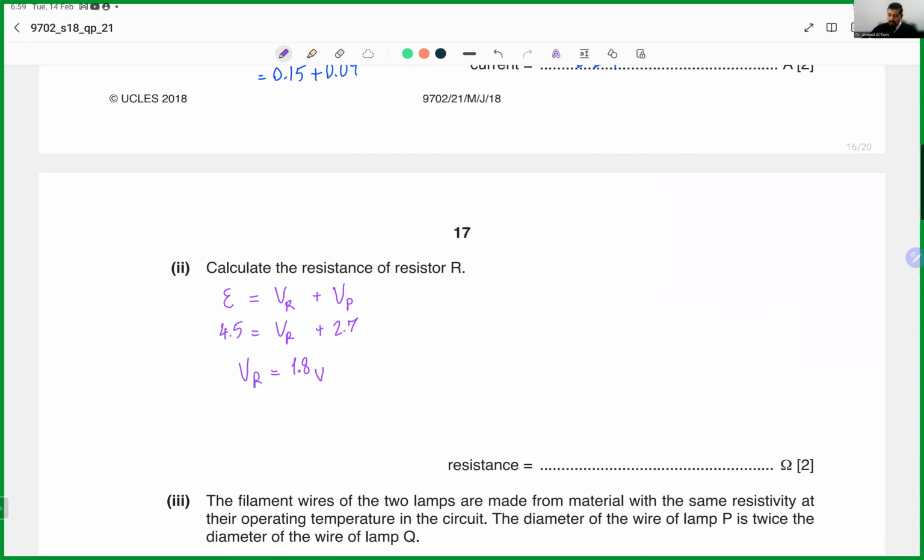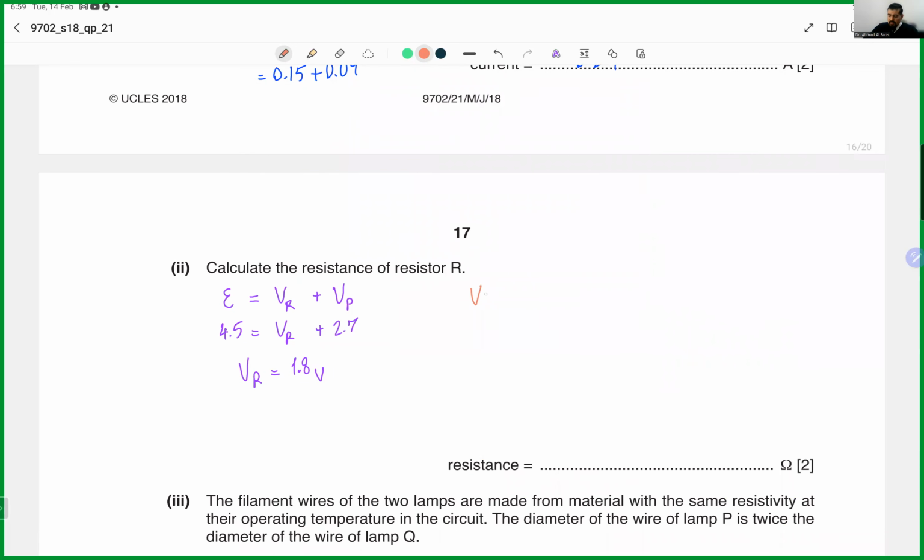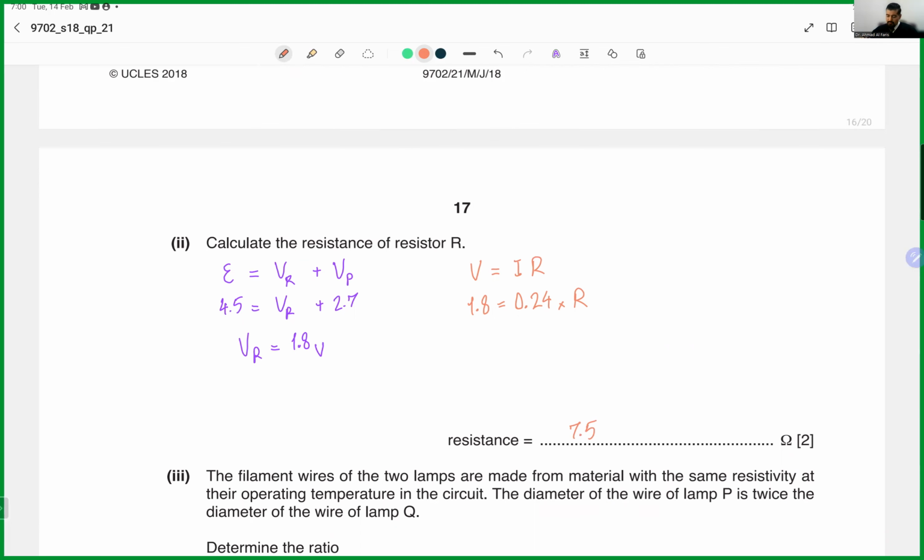They ask about the resistance, so I will use Ohm's law, V equals IR. V, which is 1.8, equals the current, which we just found is 0.24 from the previous part, multiplied by R. Dividing by 0.24, the resistance is 7.5 ohm.